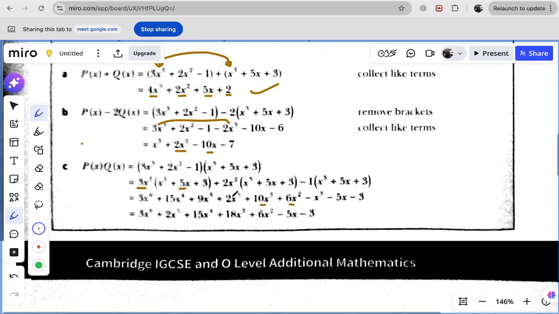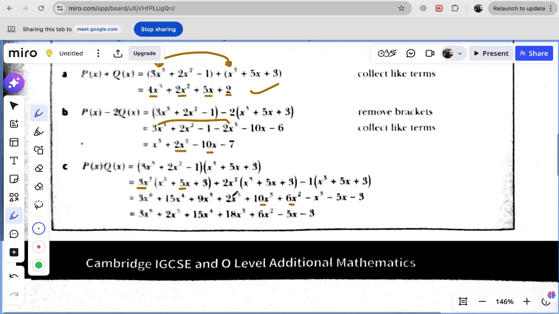So that's the end. So you've multiplied this polynomial. You get 3x to the power of 6 plus 2x to the power of x minus 3. So this is the multiplication of these two polynomials. So this is the first section for chapter 4.1.